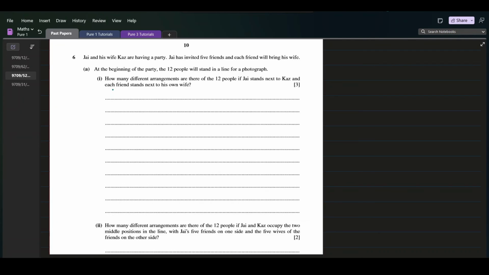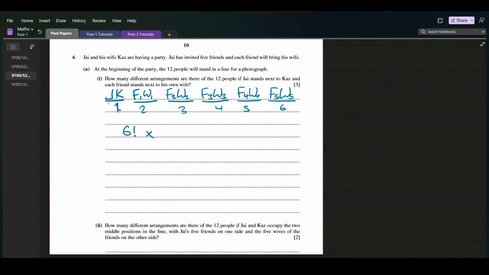Okay, so we've got Jay and Kaz standing next to each other. Then we've got friend 1 with their wife, we'll call that wife 1, friend 2 and wife 2, friend 3 and wife 3, friend 4 and wife 4, and finally friend 5 and wife 5. So we can tell that we've got 1, 2, 3, 4, 5, 6 groups. So we can rearrange those 6 groups in 6 factorial ways.